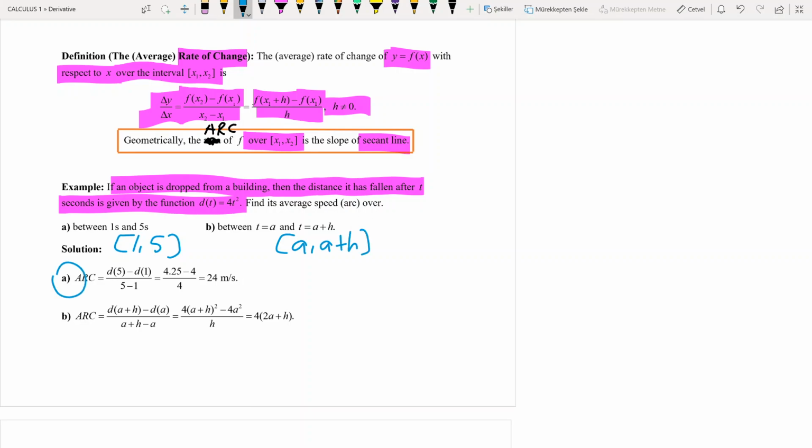We will simply use this formula. The average rate of change for this closed interval is d of 5 minus d of 1 divided by 5 minus 1, which is 24. And for the second one, d of a plus h minus d of a divided by a plus h minus a, which is 4 times the parenthesis of 2a plus h. And this is the definition of rate of change.